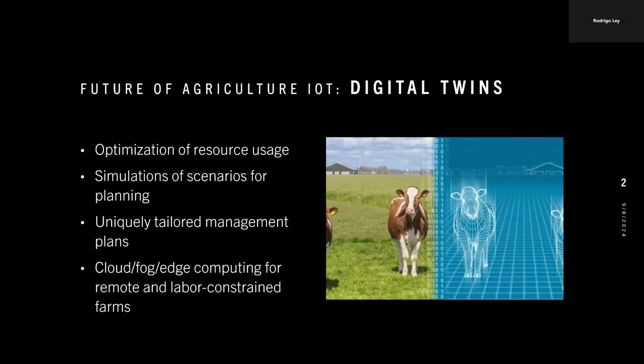Then lastly, there's the idea of cloud, fog, and edge computing. And it goes hand in hand with digital twins because one enables the other. With digital twins, you can optimize when you have a remote and labor constrained farm. You can do things like, okay, there's poor network connectivity, so are we going to do edge computing or cloud computing? Maybe edge computing because you don't have the network coverage that you need for cloud computing.